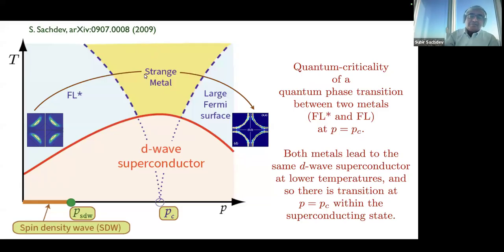Now, in the real world, however, there's a lot of evidence that both of these states are unstable to superconductivity. And in fact, nothing dramatic happens across the transition in the superconducting state.